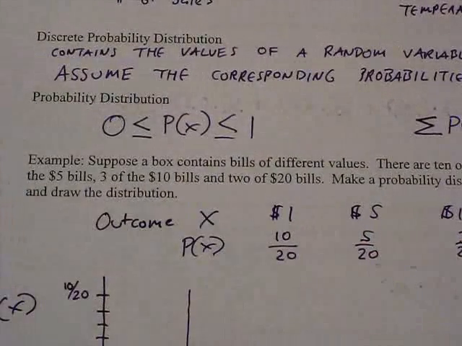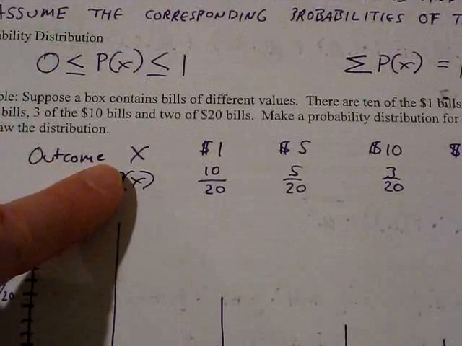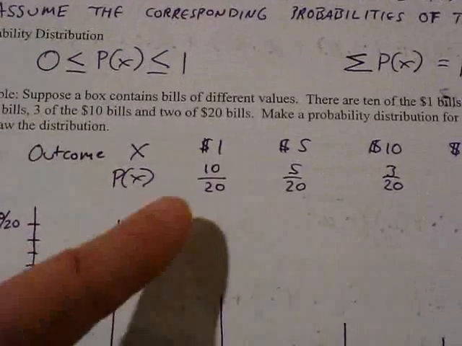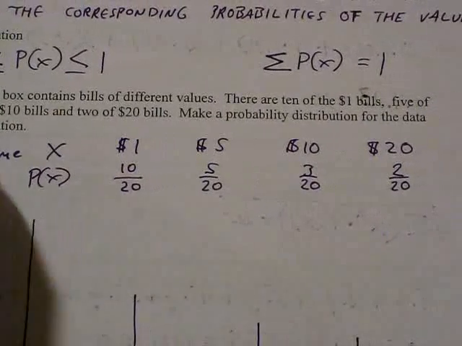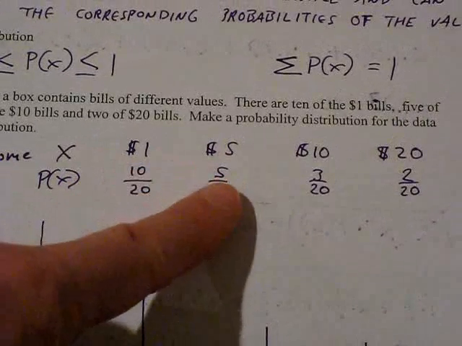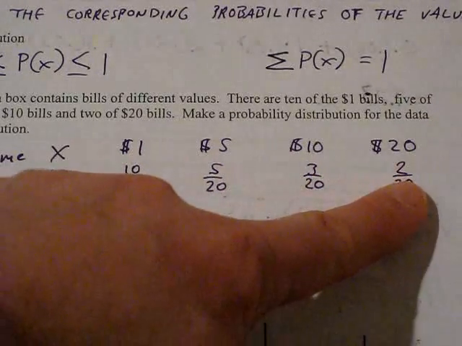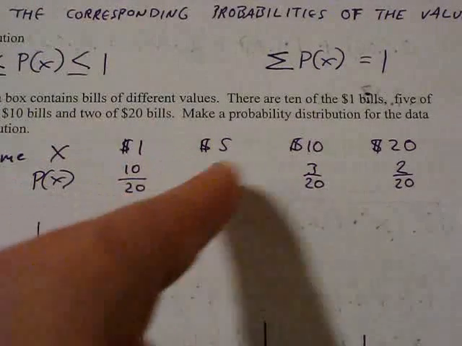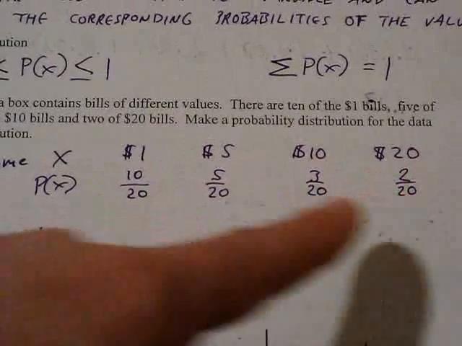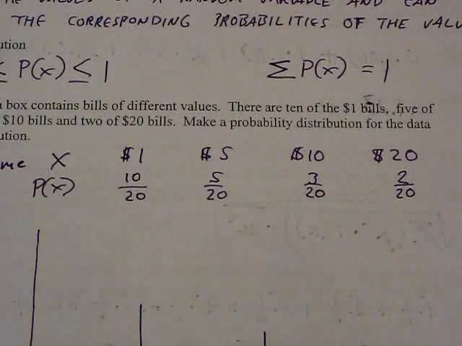Well, the first thing I would do is make a table. The table has on the top all the different types of outcomes from pulling a random bill from the bag, and the bottom would be the probability of that happening. From the story problem, I found out there were 10 $1 bills, 5 $5 bills, 3 $10 bills, and 2 $20 bills. That makes a total of 20 bills, 10 plus 5 plus 3 plus 2. So now I have the probabilities in non-simplified fractions, and I'm going to make my probability chart.